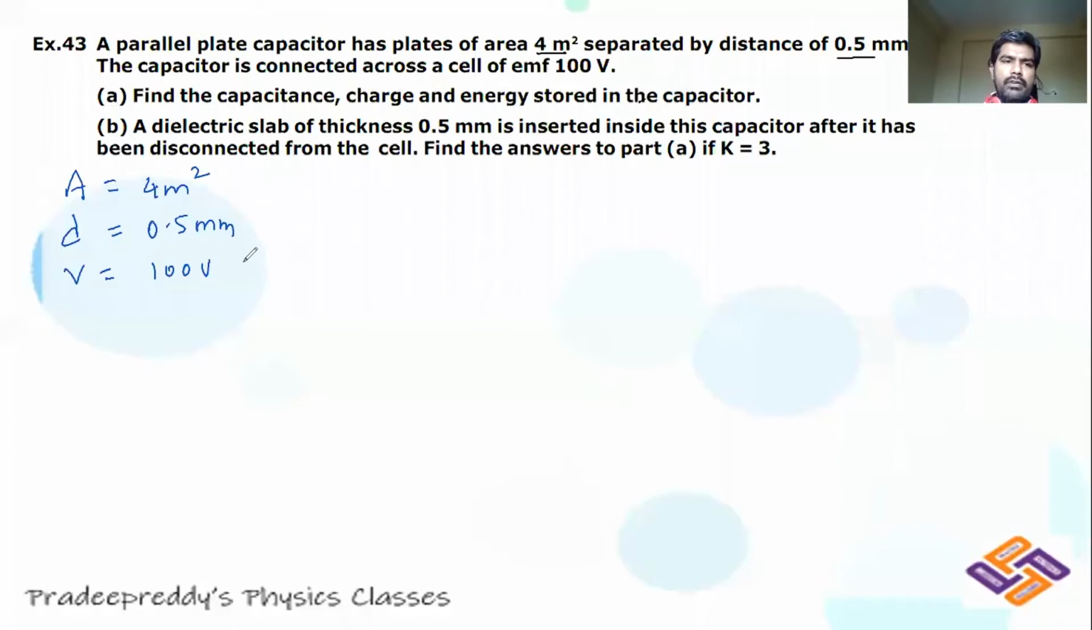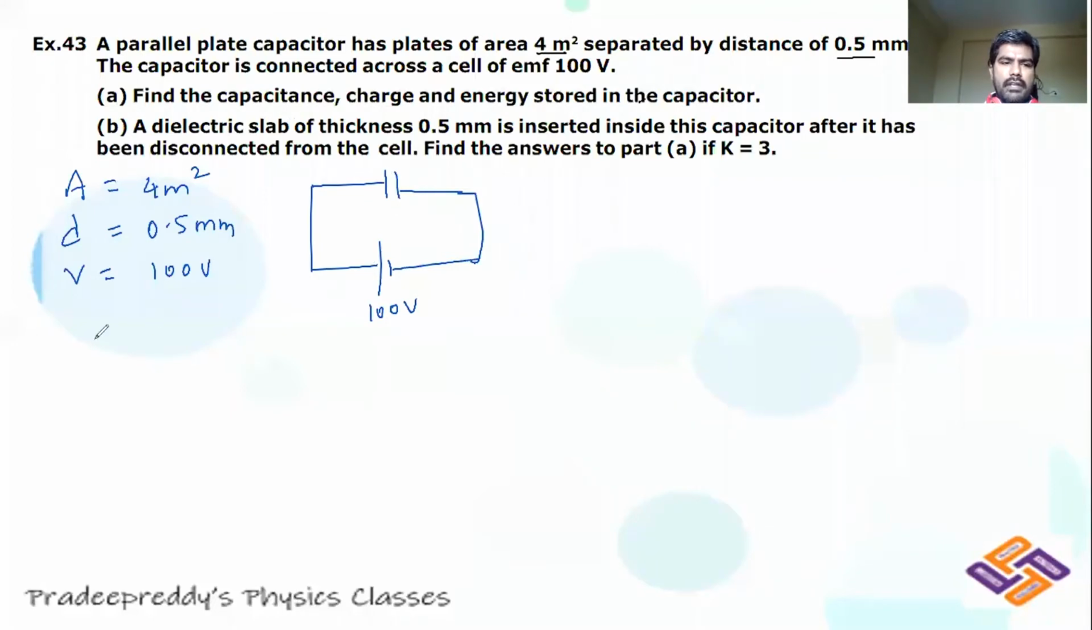Now you are supposed to find out question A. Find the capacitance, charge and energy stored in the capacitor. You should find out capacitance, charge and as well as energy stored in the capacitor when you are connecting it to the battery. Now what would happen? You have a parallel plate capacitor connected to a battery, and here it is not mentioned whether the dielectric medium is present or not. So by default we will be taking air medium here, and this battery has potential of 100 volt, and you are supposed to find out capacitance.